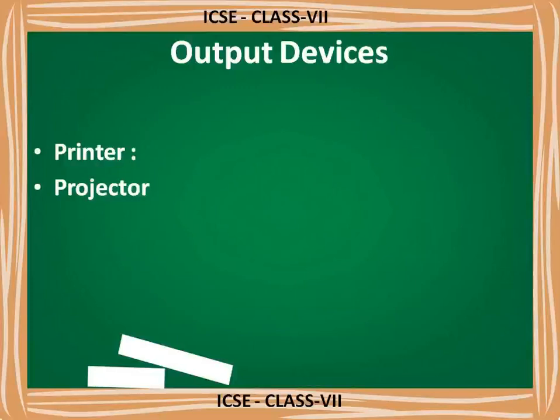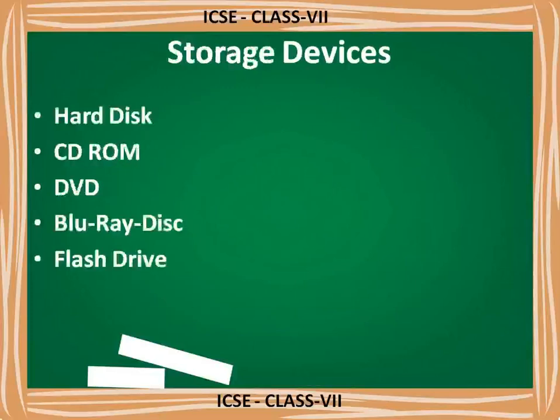So the next point is storage devices, meaning the devices we use to store information in our system. First, the common, general and everywhere-used device is the hard disk. The hard disk comes in different sizes: 500 GB, 1 TB, 2 TB. TB means terabyte, GB means gigabyte.